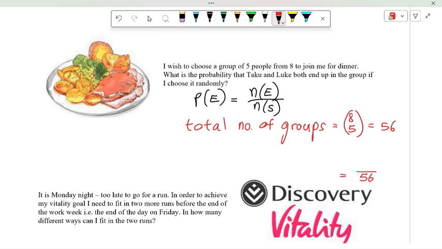Now, what I now need to work out is how many groups there are where Taku and Luke are in the group. Okay, so now, if Taku and Luke are in the group, then I need some more people. How many more do I need? Well, I need 3 more people, and those 3 people can only come from 6 people because I've already put Taku and Luke in the group. So I can't use them, all right? And I need 3 more, so 3 from 6. This comes to 20, all right? And my final answer there, so in other words, there are 20 groups which have Taku and Luke in.